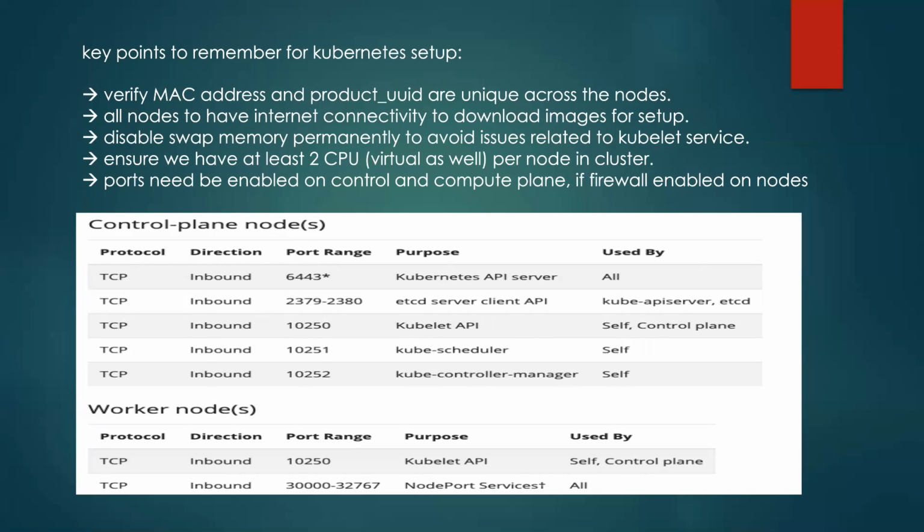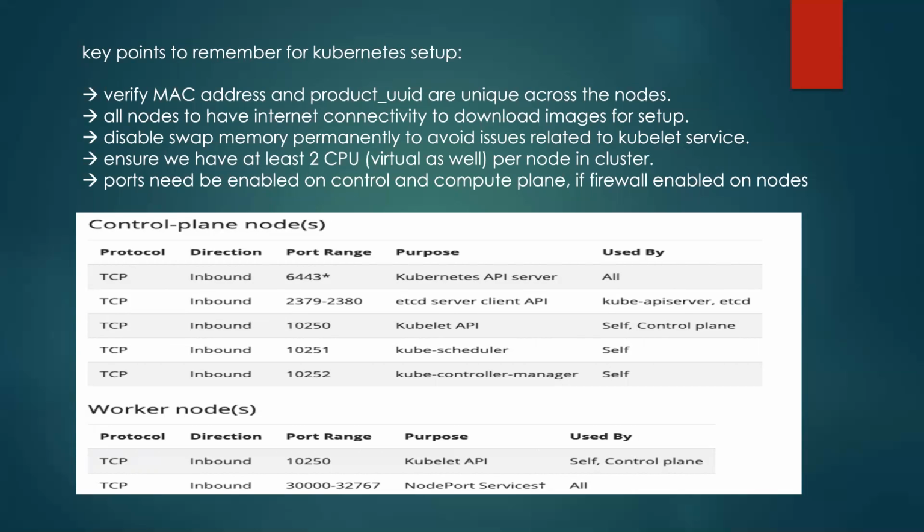Another major thing is that you have to disable the swap memory. If unfortunately swap memory has been enabled, try to disable it permanently. We'll see later, I'll show you how to disable the swap memory. And ensure that at least two vCPUs are available, whether virtual CPUs or physical CPUs. At least two core CPUs need to be there per node, not for the entire cluster. For every node, you need to have two vCPUs on each and every node. That is mandatory.